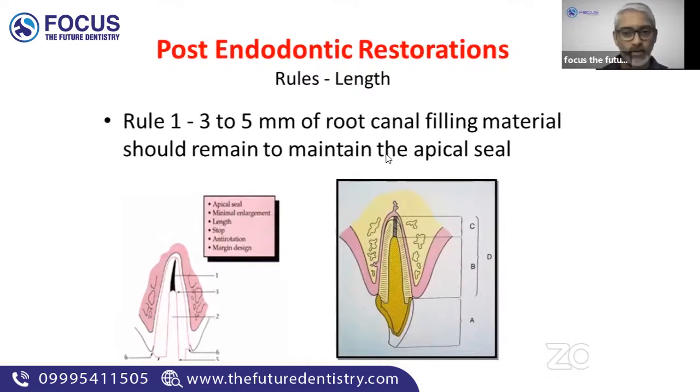Whatever be your post and core, you have to make sure that 3 to 5 millimeter of root canal filling material should remain as the apical seal. So what is this 3 to 5 millimeter of root canal material? It can be gutta-percha, your obturating material, or it can be even a root end filling material like MTA. But the rule is you need to have at least 3 to 5 millimeter of root canal filling material. And why? Because that actually ensures your apical seal. That is rule number one.